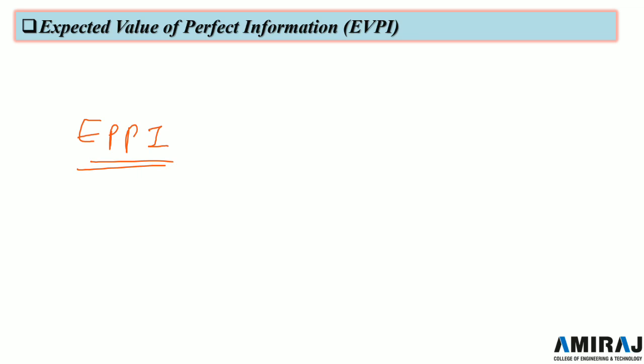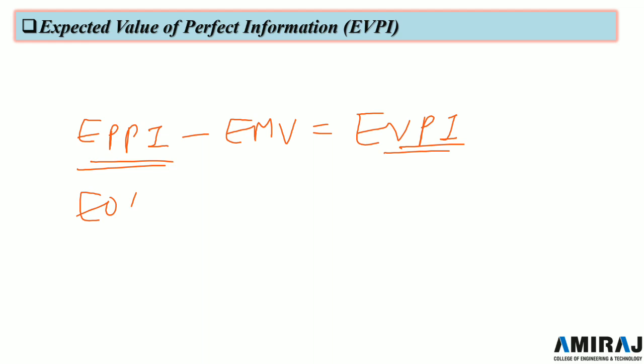It is nothing but the sum of the values when the demand and the supply are the same, which leads to maximum profit. The difference between EPPI and EMV, that is expected monetary value, is our EVPI, that is the expected value of perfect information. Same way, if the EOL model is there, then EOL minus EPPI is equal to EVPI, expected value of perfect information.